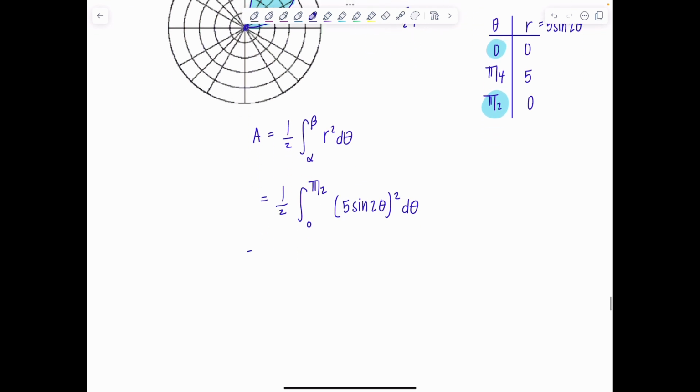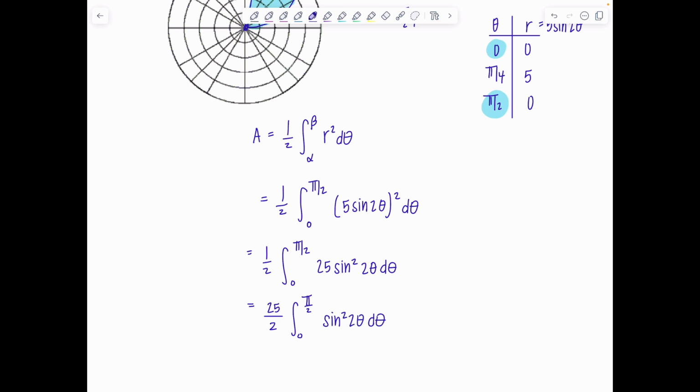So what do we got here? So this is going to be 1/2 integral 0 to pi over 2, 25 sine squared 2 theta d theta. We can take the 25 outside so it can hang out with the 1/2. The 1/2 is like, I'm lonely. Please send somebody out here. 0 to pi over 2. Then we have sine squared 2 theta d theta.